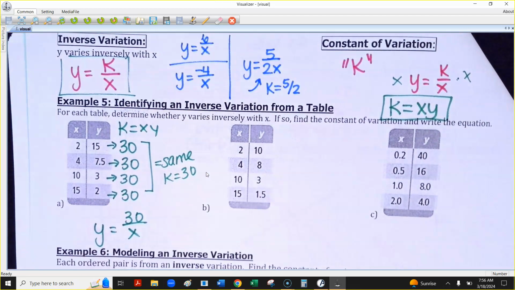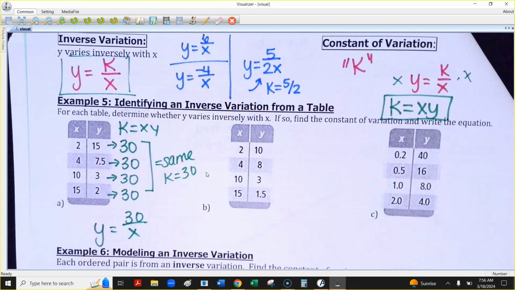X will be in the bottom here. These are easy to check too. If you want to plug in your x value, like if I did that first point, 30 divided by 2, that's 15, so I know that's right. So these are easy to check if you want to plug them back in. They all have to be the same.